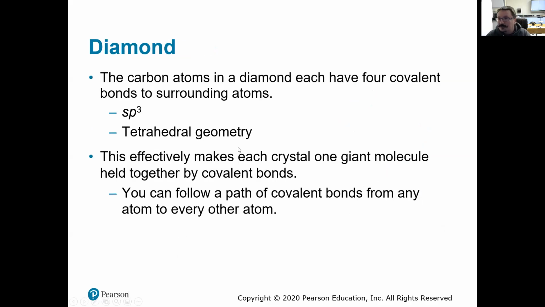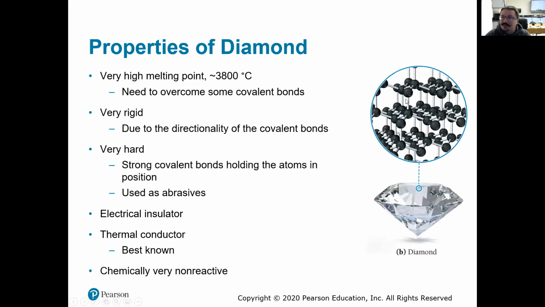Diamond, similar. Covalent bonds made out of only carbon, but now we have sp3 or sp cubed hybridization. So this gives us a tetrahedral geometry. So we can see here, not only do we have actual covalent bonds in the horizontal plane, but also in the vertical plane.